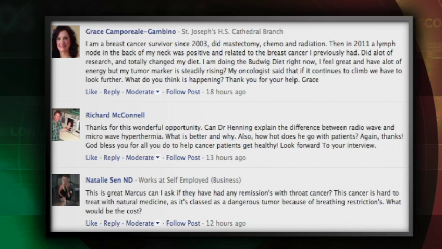Can I ask if they have any remissions with throat cancer? This cancer is hard to treat with natural medicine, and it's very dangerous. Yes. My first question is, what stage?